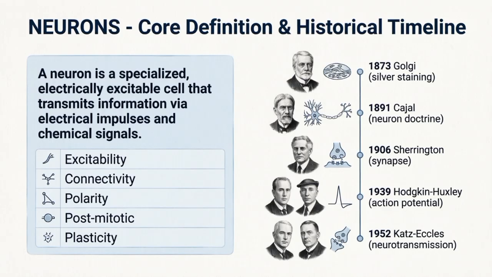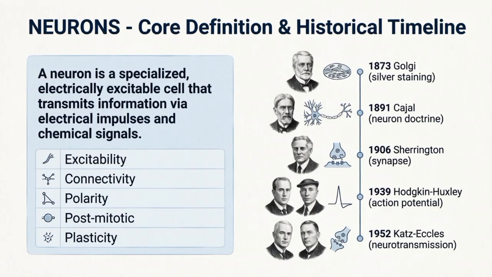Second, we will examine the detailed structure of neurons, learning about dendrites, soma, axons, myelin sheaths, and synapses, and how each component contributes to neuronal function. Third, we will classify neurons by their structure, function, and the neurotransmitters they use, understanding why different types exist and where they are located in the body.